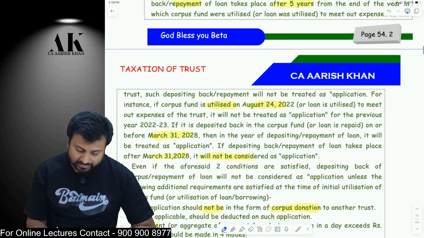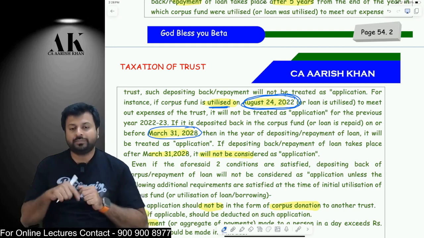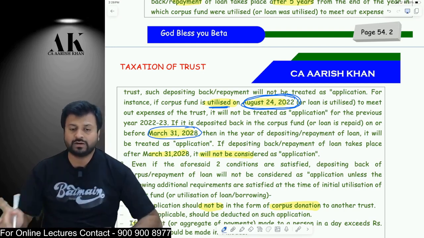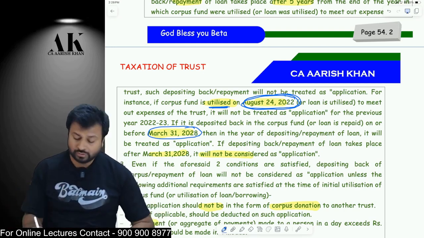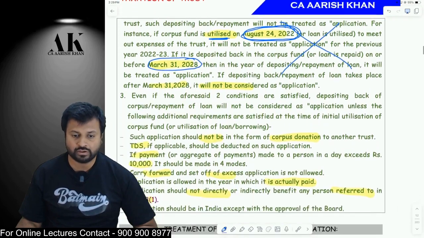Suppose you have taken the loan in 2021 and you have utilized that money in 2021, then you have to repay the loan by 31st March 2028, or you have to deposit back the money in the corpus by 31st March 2028. If you don't do this, you are not going to get the deduction. So multiple amendments are made by Finance Act 2023. You have to be very careful.